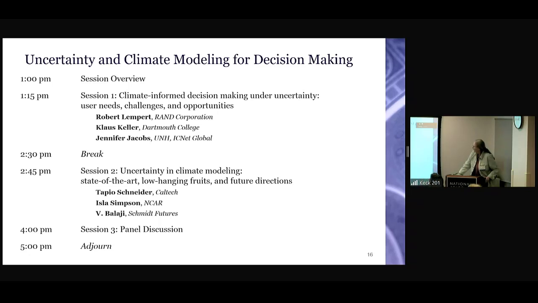So we're going to have, I guess, three sessions. One is going to be on climate-informed decision-making under uncertainty, user needs, challenges, and opportunities. Two of our speakers will be remote. One of them, Jennifer Jacobs, is right here in this very room.